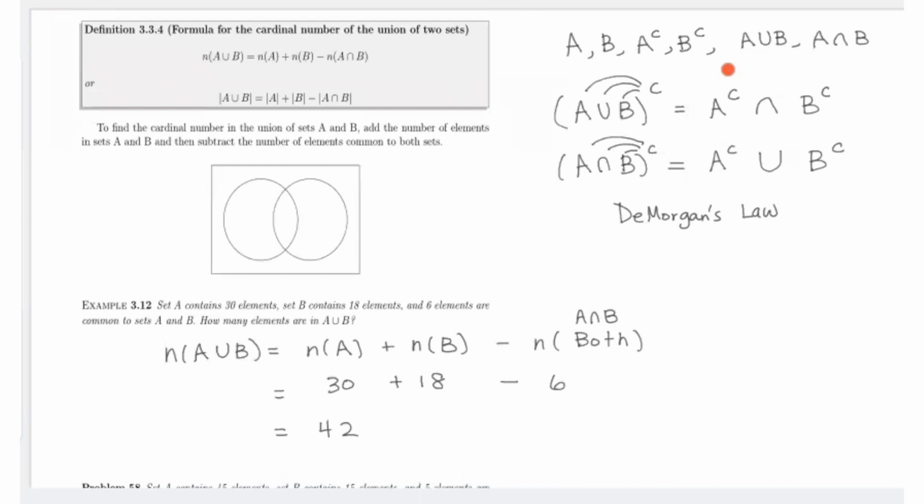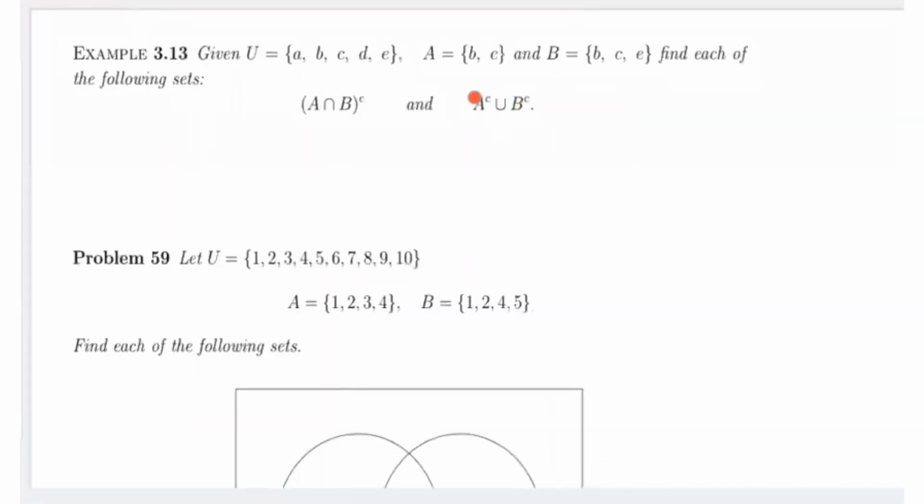Next page. Let's verify this. Universal set is A, B, C, D, E. Set A has B, C. Set B has B, C, E. Find each of the following sets, and we want to verify this. So let's first find this one. I want to separate it like this. So A intersect B. We are looking at common elements of these two. Common elements of these two are B, C.